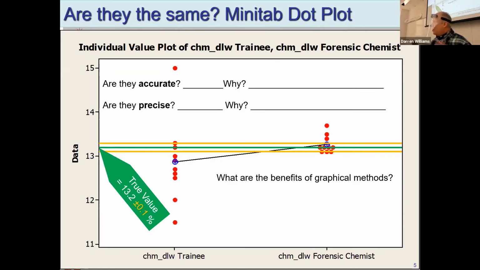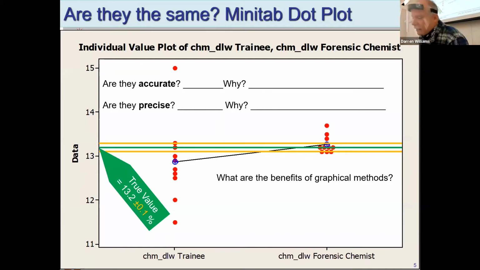It has the correct answer 4 times in a row, and one standard deviation low 3 times. And then it's got 3 data points up above. And so it looks like the forensic chemist is right on top of the true value. The trainee, it looks kind of like they were biased a little bit low, but then that outlier helped them push their average up. So they do kind of surround the true value.